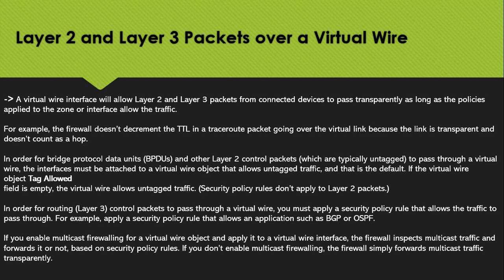In the case of L3, if you want to send protocol traffic like BGP or OSPF, then you need to have security policies in place to allow this protocol traffic to traverse from one interface of the virtual wire to the other. In the case of multicasting, if you enable multicast firewalling for a virtual wire object and apply it to a virtual wire interface, the firewall inspects the multicast traffic and forwards it based upon the policy rule. If you don't enable multicast firewalling, the firewall simply forwards the multicast traffic transparently.